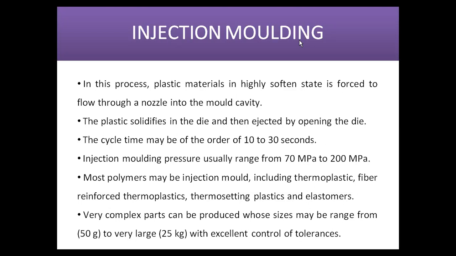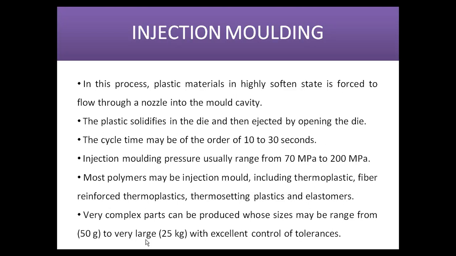The injection molding pressure usually ranges from 70 MPa to 200 MPa, and most polymers, that is thermoplastic materials like fiber reinforced thermoplastics, thermosetting plastics, and elastomers, all these types of polymers can be injection molded. By using this process, very complex parts can be produced whose size may range from 50 gram to very large size, around 25 kg, with excellent control of tolerances. So that is the introductory part of injection molding.